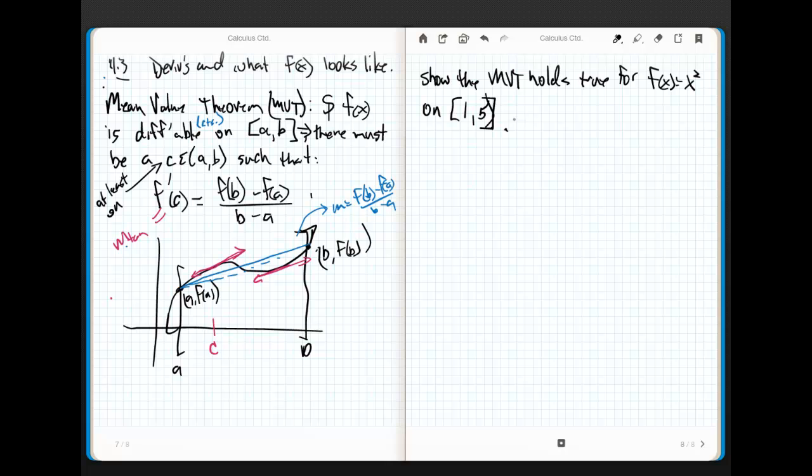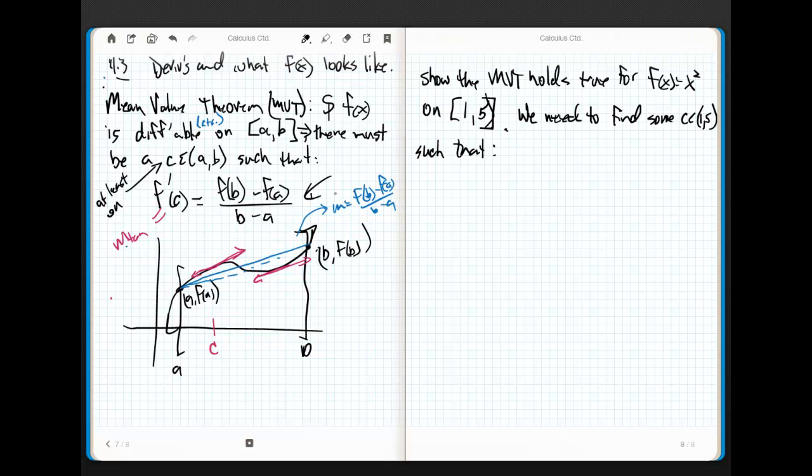All right, now we need to find some value. So we're just going to call this some c. It's an element of the open interval from 1 to 5 such that, now what? Well, we just got to satisfy this, right? F prime of c, which is equal to what? Well, f prime of x, let's just put some notes up here, is equal to 2x. So f prime of c is equal to 2c.